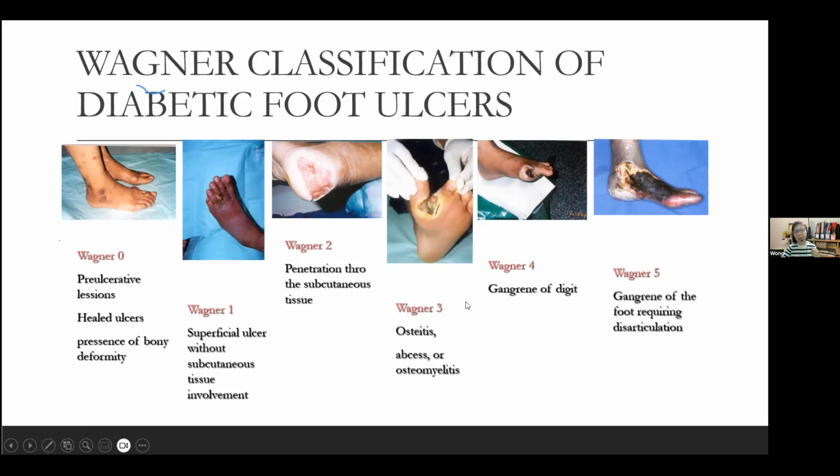Wagner 3 is the wound involving bone infection, osteitis, or abscess, or sometimes osteomyelitis, involving the bone marrow as well. Wagner 4 is the diabetic foot ulcer with gangrene of digits. Digits may be one or two or maybe just at the side. Wagner 5 is gangrene of the whole area, and it can be quite bad, and the patient needs disarticulation. That means sometimes they need amputation.